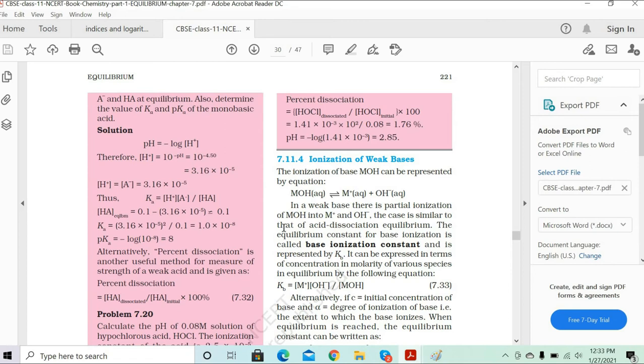And then you apply the equilibrium constant formula. K is equal to the concentration of H plus ions times the concentration of A minus ions divided by the concentration of HA. Here you will get the K value. Once you get the K value, then you can find the pK value also, because that will be the minus log of the equilibrium constant K.